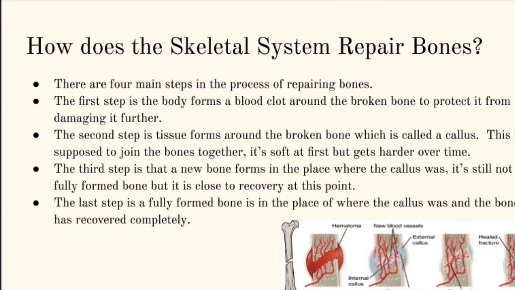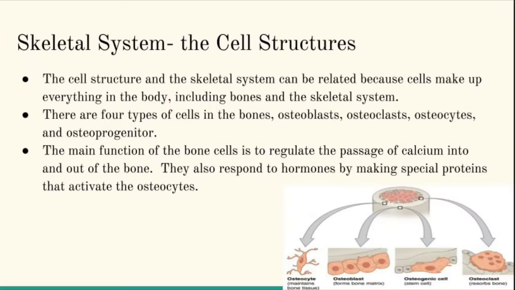The third step is that a new bone forms in the place where the callus was. It's still not fully formed, but it's close to recovery at this point. The last step is a fully formed bone in the place of where the callus was, and the bone has recovered completely. The cell structure can be related to the skeletal system because the cells actually make up all of our bones in our body.